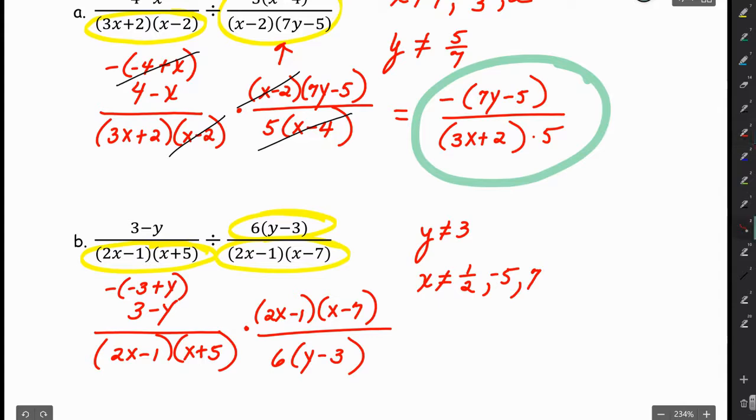So now these two are the same. We just pulled a negative out front. So those would cancel. And these would cancel. And we're going to be left with this negative x minus 7, this 6, and x plus 5.